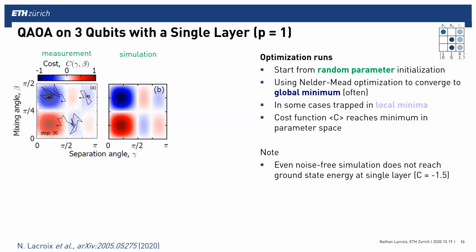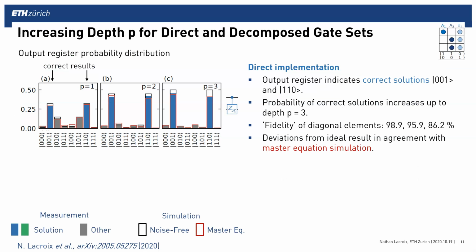Another important observation is that even in the noise-free simulation case, we do not reach the ground state energy of minus 1.5 with a single layer, which then motivates the use of QOA implementations with more than one layer for this problem instance. So we investigate this further by increasing the number of layers in the QOA implementation. But in that case, the number of variational parameters grows, and therefore we cannot visualize the entire parameter space anymore.